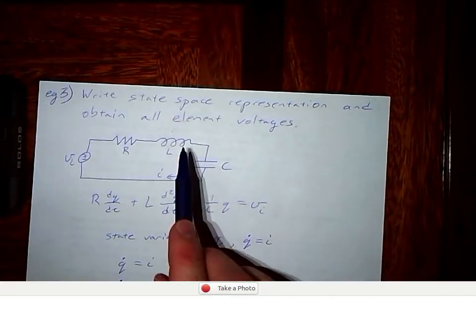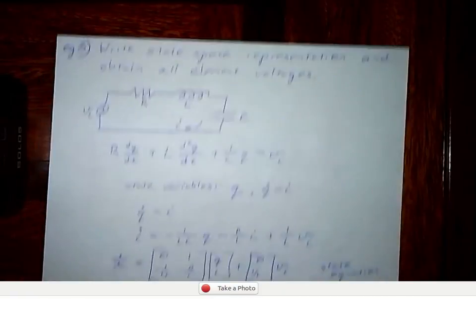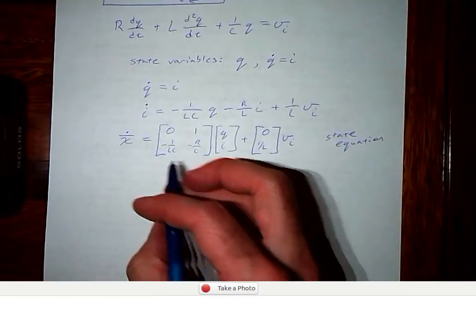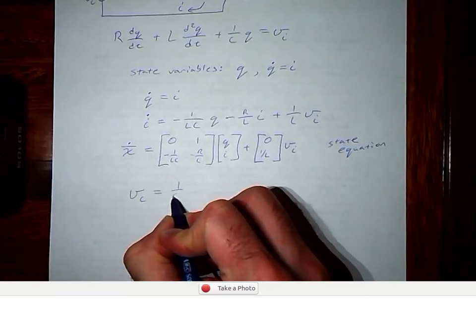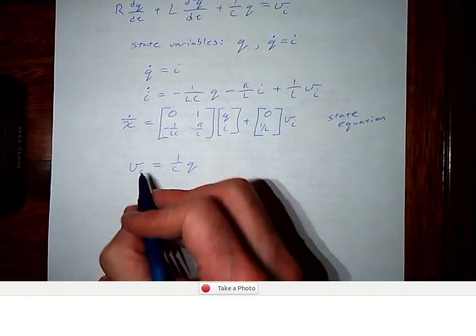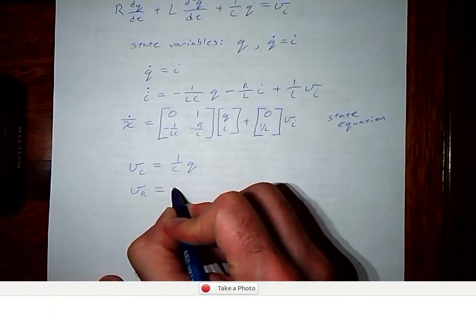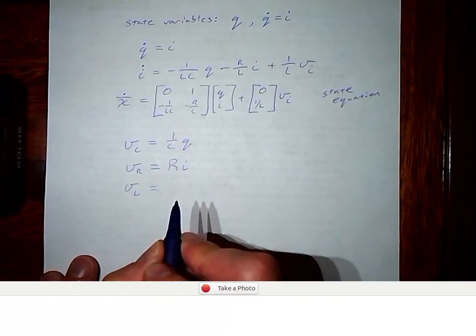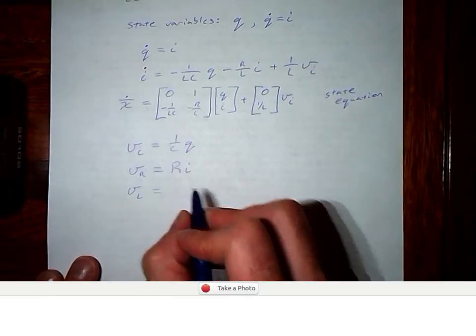We're also asked to find the element voltages. So we want the voltage across the resistor, the voltage across the inductor, and the voltage across the capacitor. The voltage across the capacitor is just given by the voltage-charge relationship. So VC is 1 over C times the charge. And the voltage across the resistor we get from Ohm's law: it's just the resistance times the current.